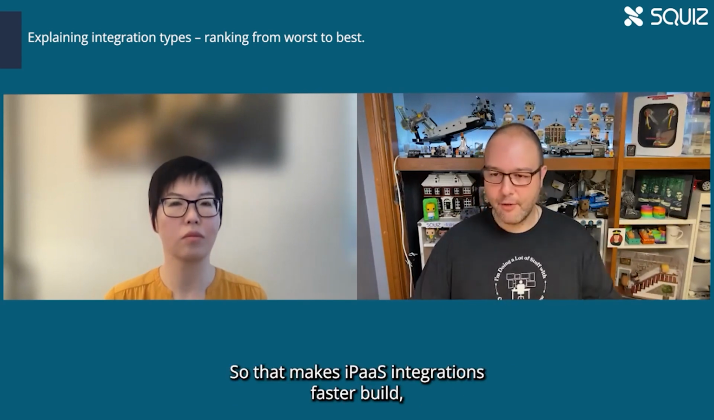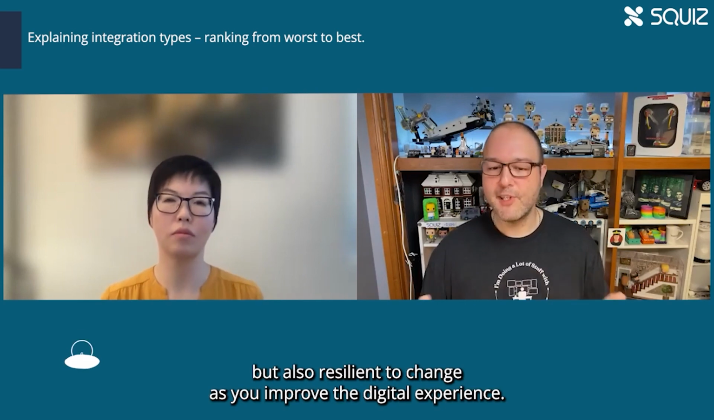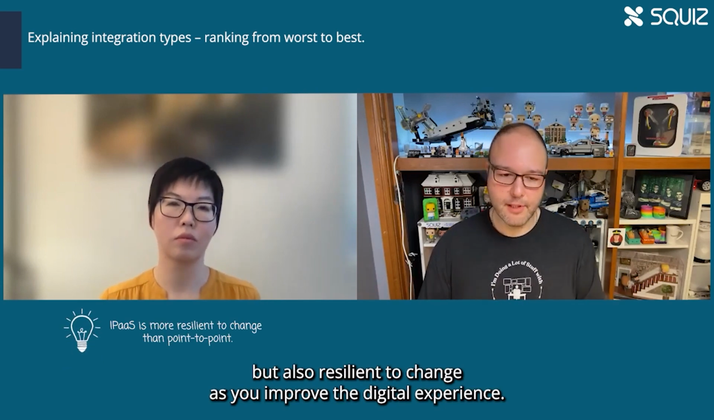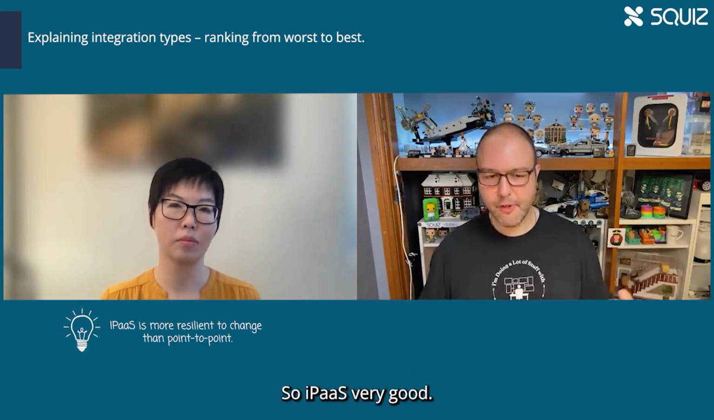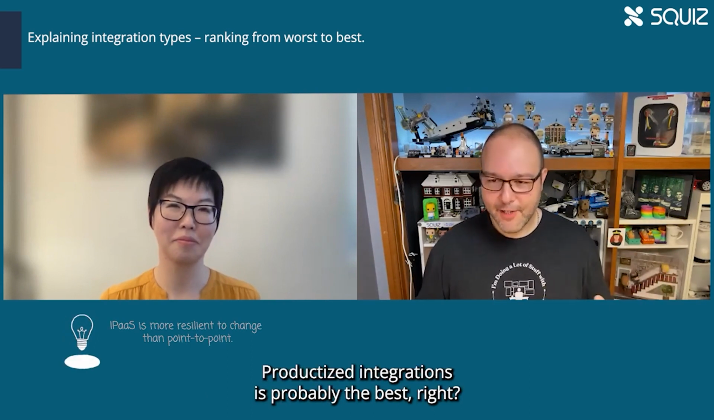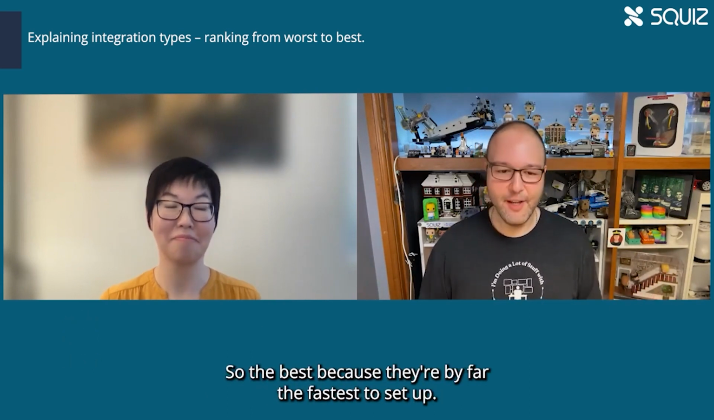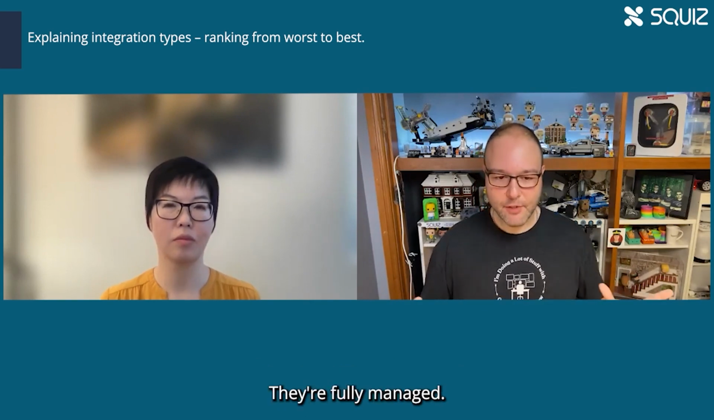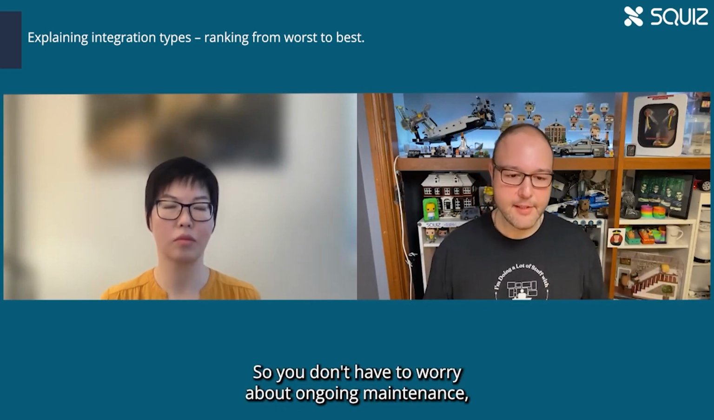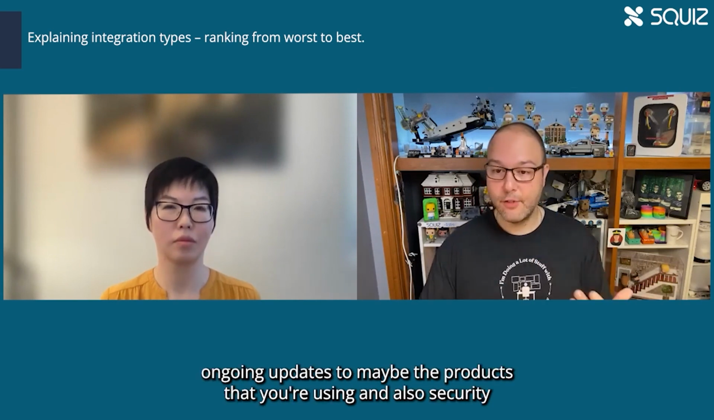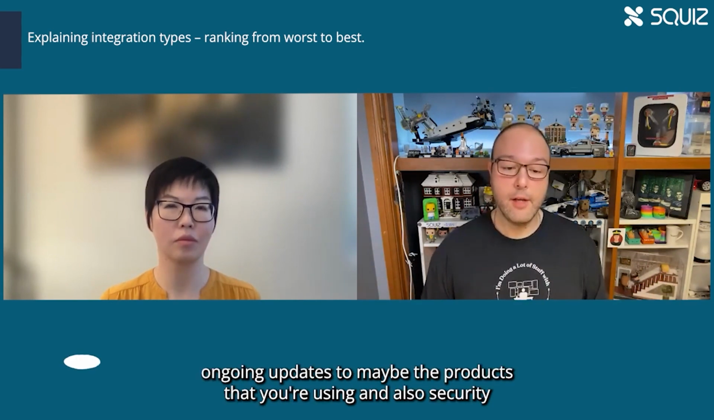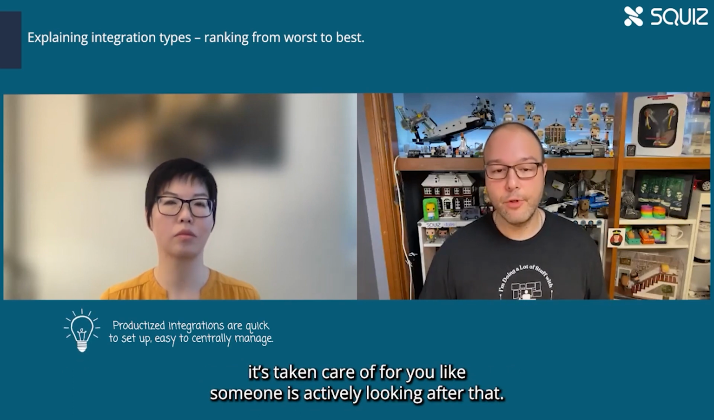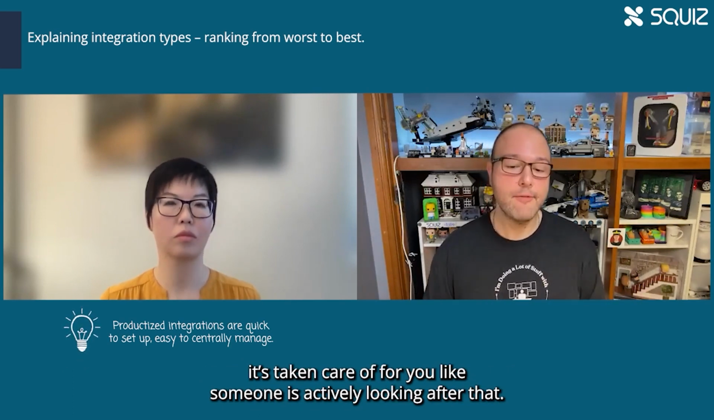So that makes iPaaS integrations fast to build, but also resilient to change as you improve the digital experience. So iPaaS, very good. Productized integrations, probably the best, right? So the best because they're by far the fastest to set up. They're fully managed, right? So you don't have to worry about ongoing maintenance, ongoing updates to maybe the products that you're using, and also security, right? It's taken care of for you, like someone is actively looking after that.